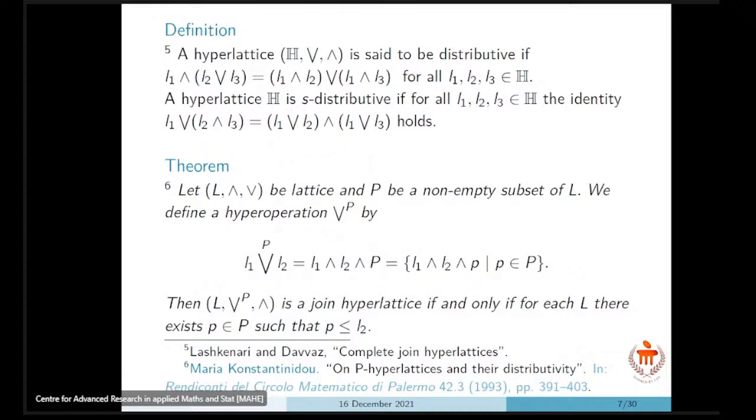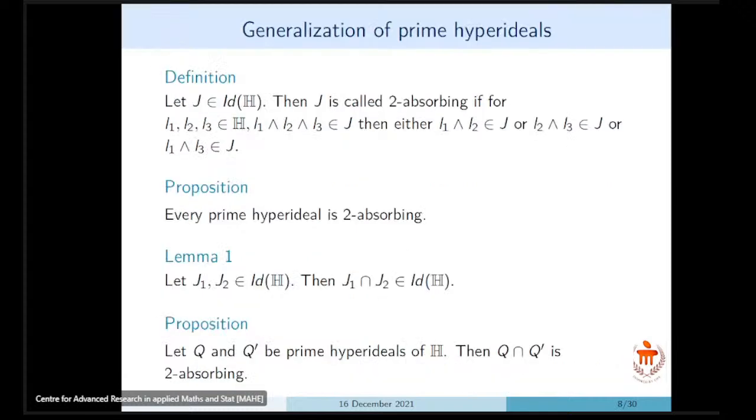And there is this notion of distributive lattices. The first condition is that the classical meet is distributive over the hyperoperation join. The second condition is that the hyperjoin is distributive over meet. In the classical case, these two conditions coincide, but in the case of hyperlattices, these conditions are different.